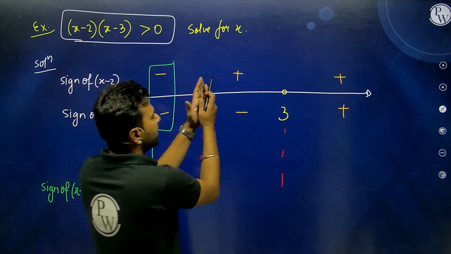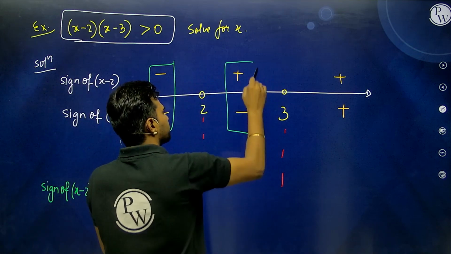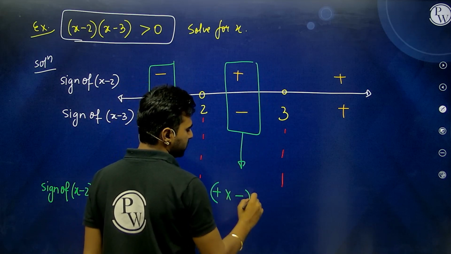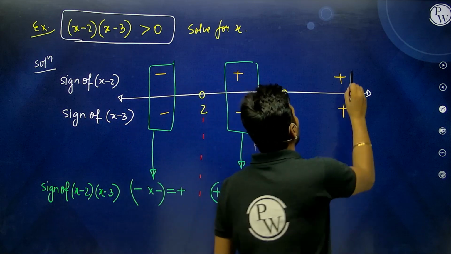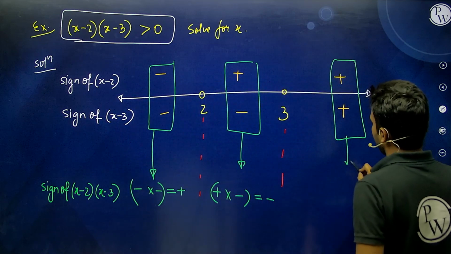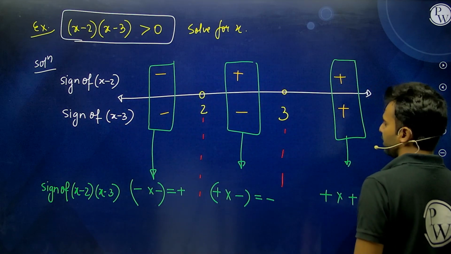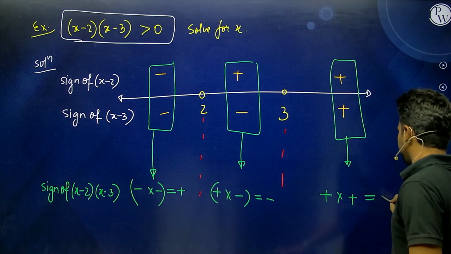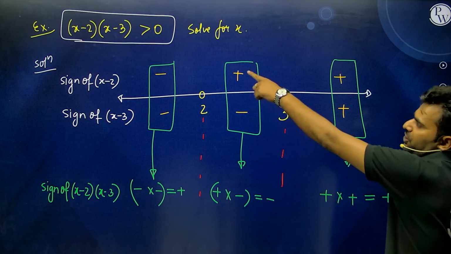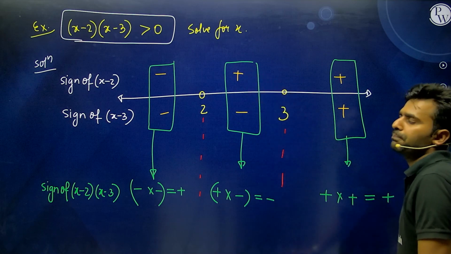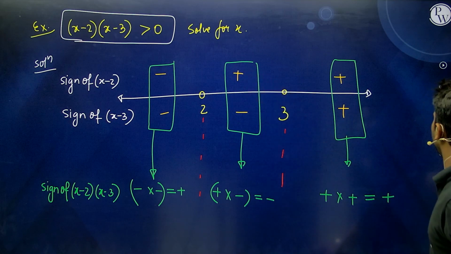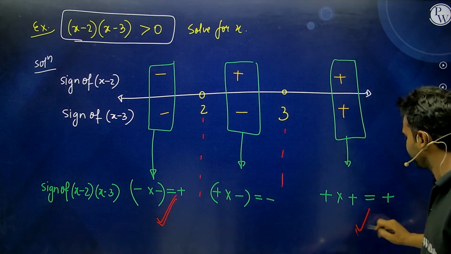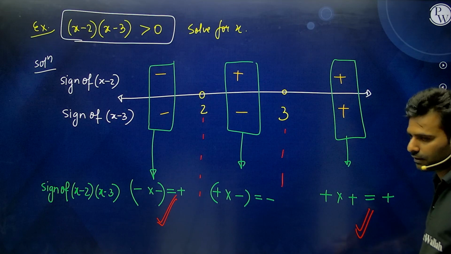Okay. If you look in this branch, this will become plus times minus, that is equal to minus, that is negative. And if you look in this branch, it will become plus into plus, because x minus 2 is positive and x minus 3 is also positive, which means it will become positive. In the question, you wanted this expression to be positive, greater than 0, isn't it? In which of the following regions is the positive sign coming? Here and here.